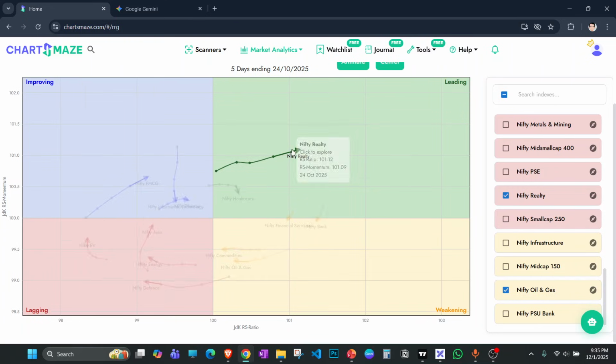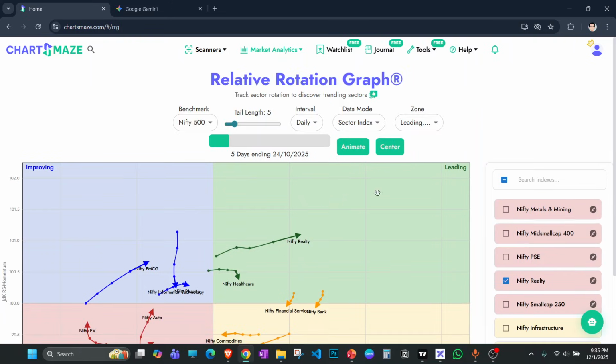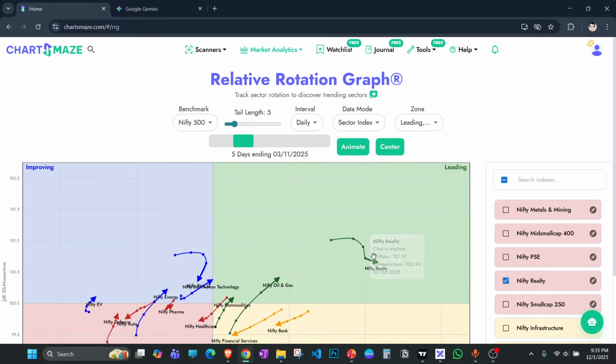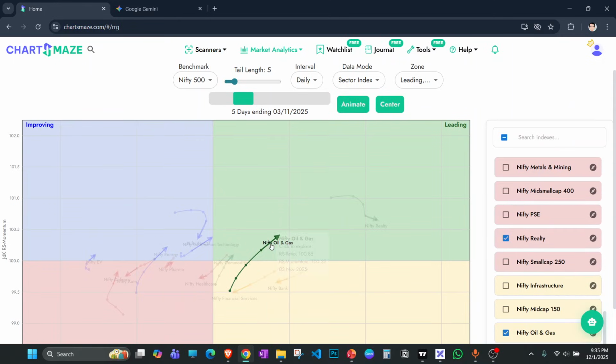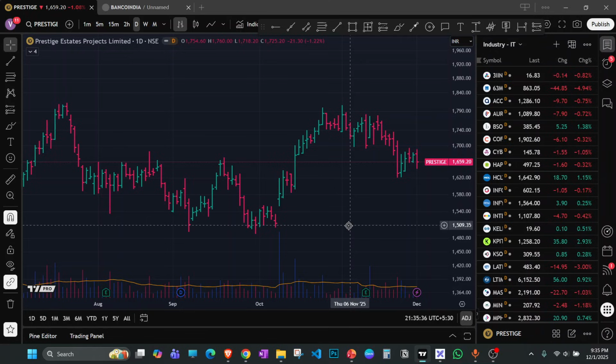What happened after that? So if we move forward day by day, right? You can clearly see it started to decline. You can clearly see the direction of it going, and on the other hand you can see what was happening in case of Nifty Oil and Gas. So let's take a look at Nifty Oil and Gas. Let me open charts here as well, right? So one thing is clear, that the realty sector has started to come down, and on the other hand the oil and gas sector has started to go up.